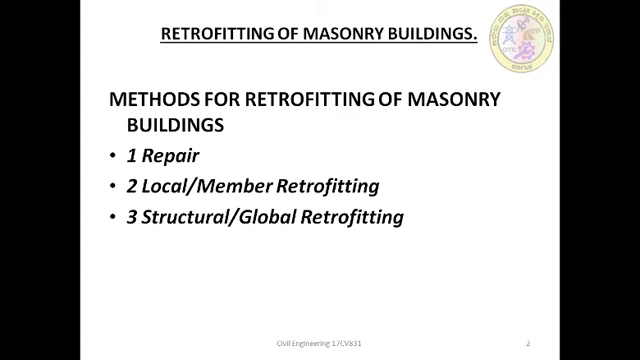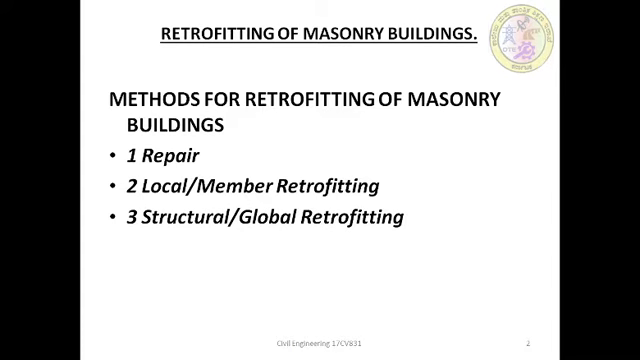Numerous techniques used to retrofit seismically deficient or damaged masonry buildings may be broadly classified into three categories on the basis of their effect on the structural performance. First, improving the existing masonry strength and deformability, not related to any specific objective, which is similar to the repairing process of masonry. Second, improving the in-plane strength of the walls or any weak zone of the section, which is local or member retrofitting.